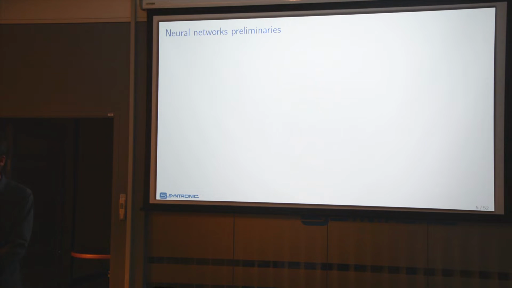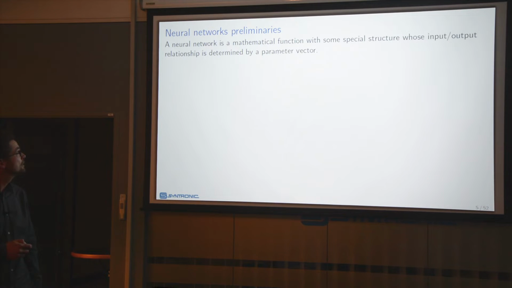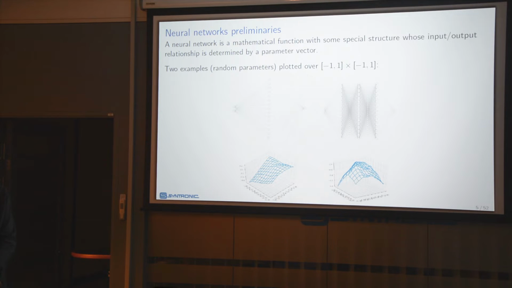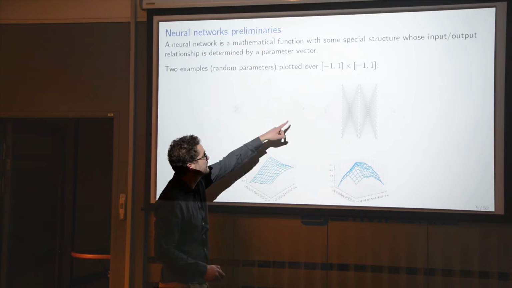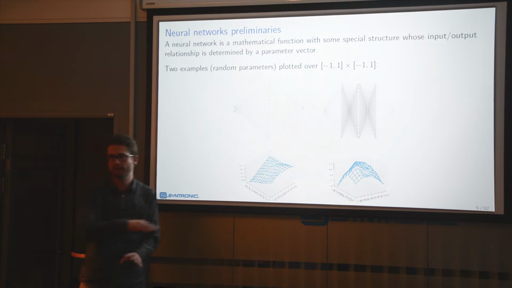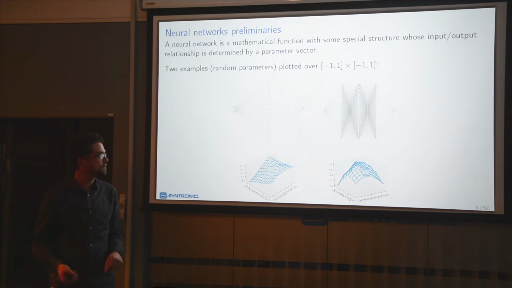Okay, so to some neural network preliminaries. I will not say anything about any of the biological analogies or so. I see it from a mathematical perspective. So a neural network is a mathematical function with some special structure whose output-input relationship depends on some parameter vector. And here are two examples. So it has two inputs and one output. So it's a function from the plane to the real numbers.